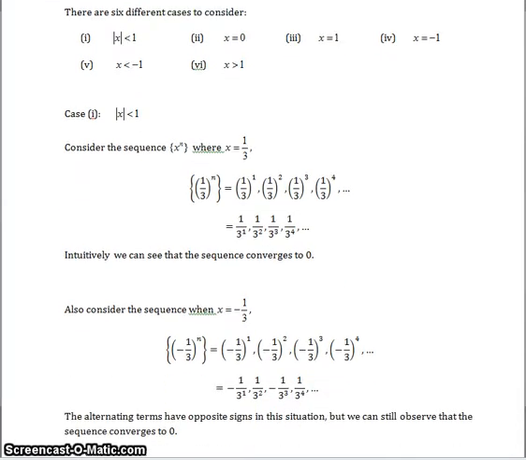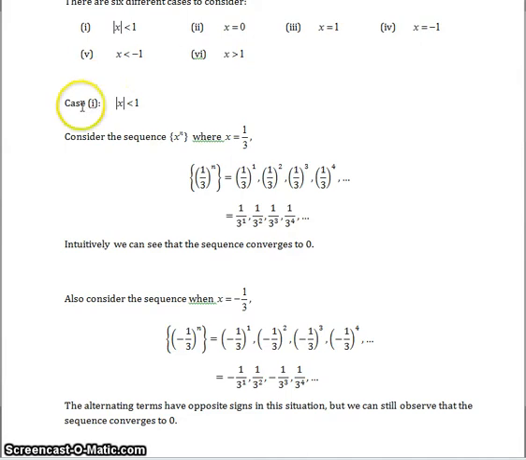What if x equals negative 1/3? Because again, that's also where the absolute value of x is less than 1, because the absolute value of negative 1/3 is 1/3. So let's have a look. We also have this situation. We have alternating signs, negative and positive. Negative when the power is odd, and positive where the power is even.